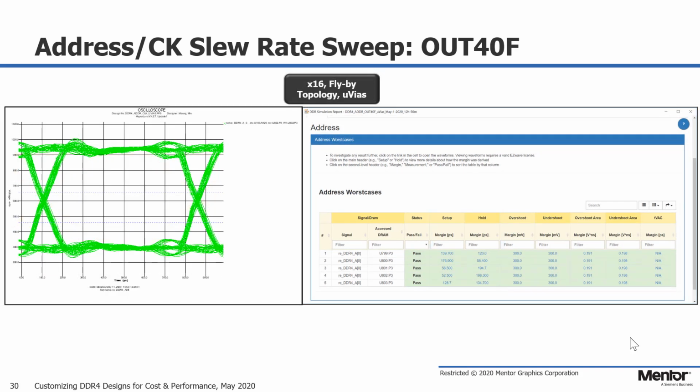Next, let's look at the results with the fast slew rate driver. The eye is even more open and the margins are higher compared to the medium slew rate driver results. But using the faster driver will induce more crosstalk. Therefore, you need to make a trade-off between more margin versus more noise.